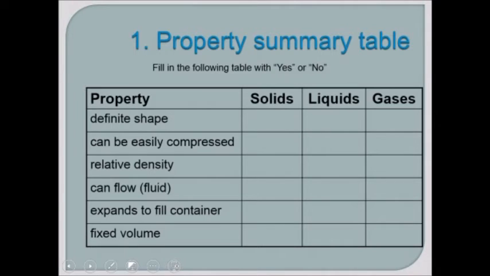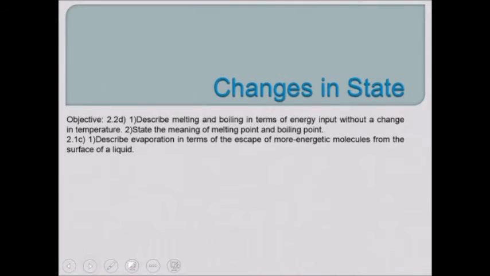So first thing I want you guys to do in your notebook, please fill out the following table and fill in the blanks as being either yes or no for each one of these things. So does it have a definite shape? Is it easily compressed? Does it have a defined density, which is how much stuff is packed into a certain amount of area? Does it flow or does it move kind of like a fluid, or is it stuck in a single form? Does it expand to fill its container? And does it have a fixed volume? Go ahead and answer yes or no for all of those things. And that's going to be the first thing that I look for in your notebooks.